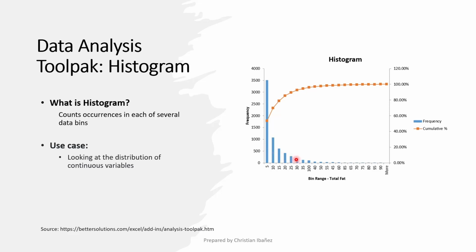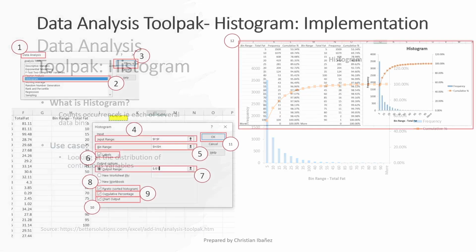So the histogram is basically like a bar chart, but for a continuous variable, whereas a bar chart is more for a categorical variable. Yeah, so here it's basically the same. Now let's learn how to implement this in Data Analysis Toolpak.